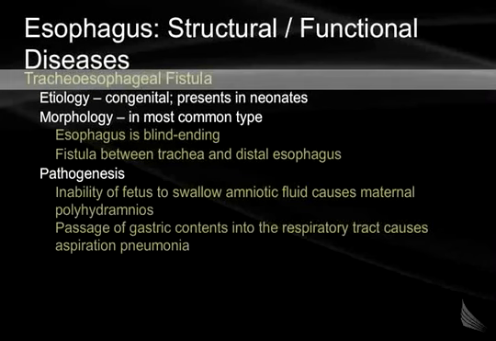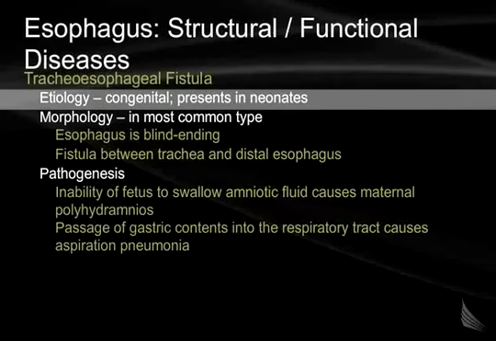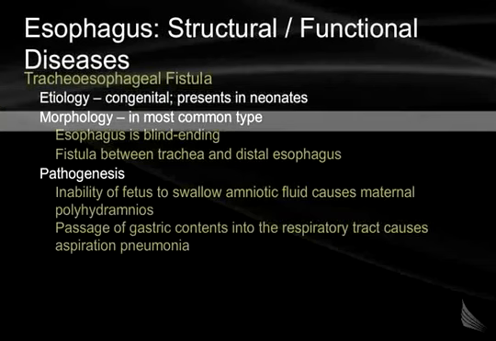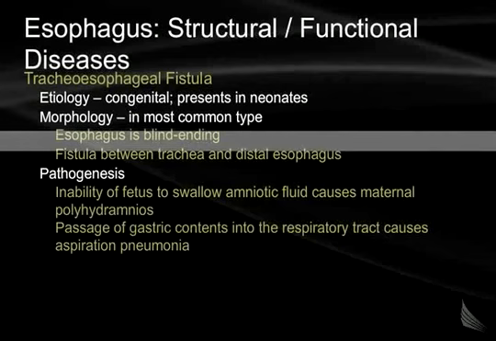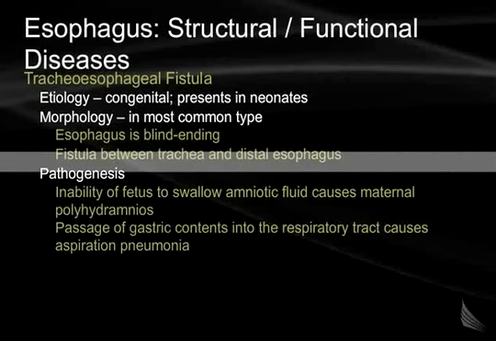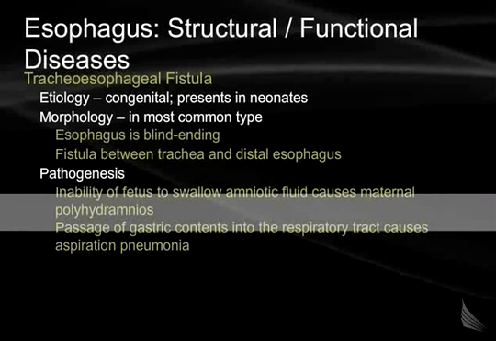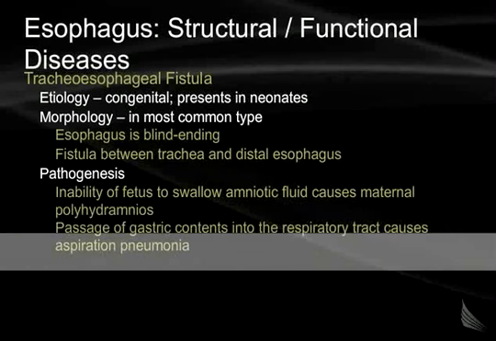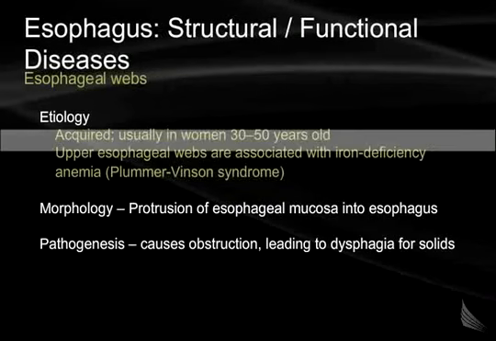So the most commonly tested things in the esophagus are the tracheoesophageal fistulas. Remember, most of these are congenital and they present in neonates because they form during the fetus. The most common type is the esophagus with a blind pouch and the fistula between the trachea and the esophagus. It's usually due to the inability of the fetus to swallow amniotic fluid.